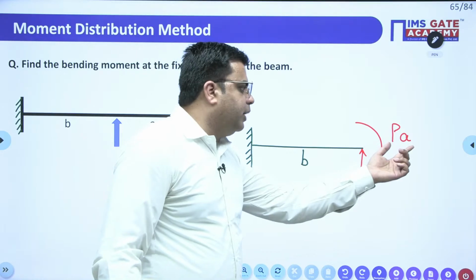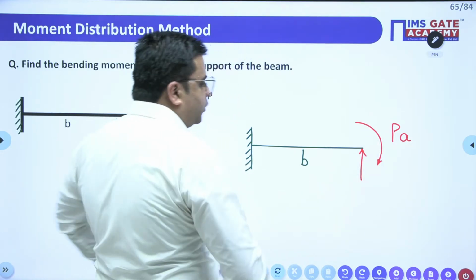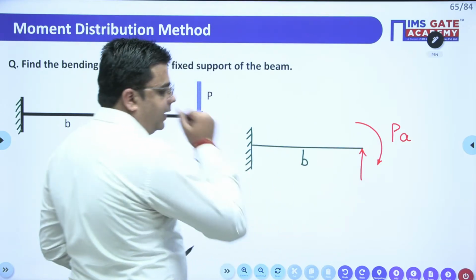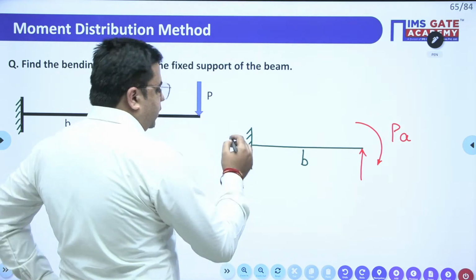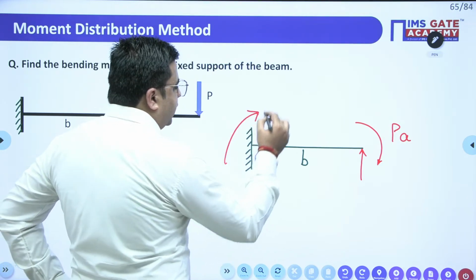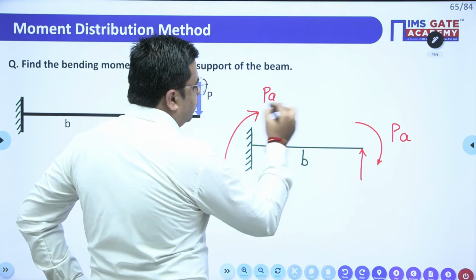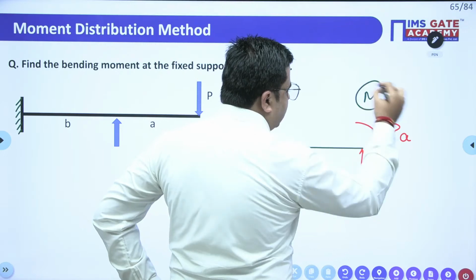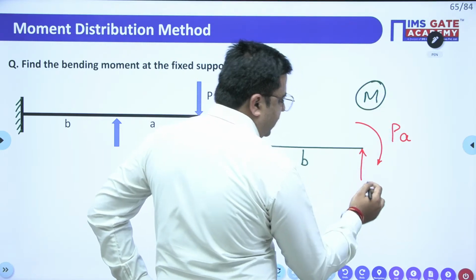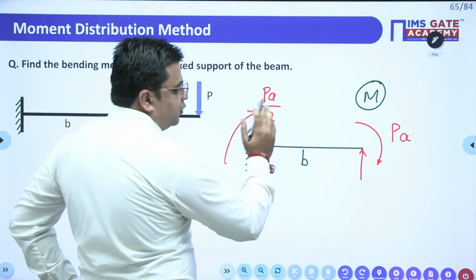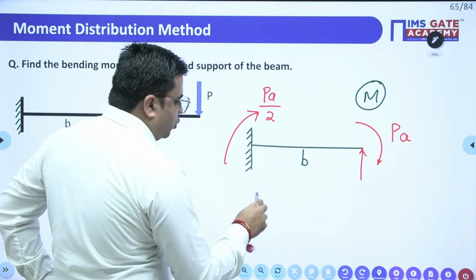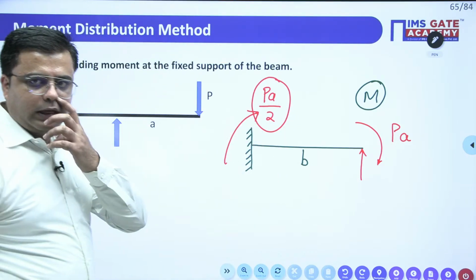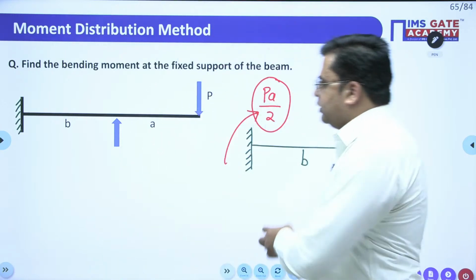When a moment of PA is acting, part of this moment will be transferred to the far end, right? So when our far end is fixed, the moment that is transferred is equal to PA by 2. If M is the moment acting at our near end, then half of the moment will be transferred to our far end, which will be equal to M by 2. So the moment at the fixed end is equal to PA by 2. Okay, so this is an easy question. Moving on with this.